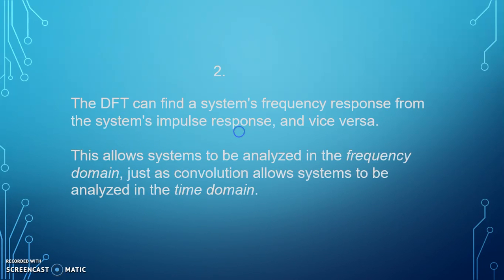Second, DFT can find a system's frequency response from the system's impulse response and vice versa. This allows the system to be analyzed in the frequency domain. Yes, the working of a system varies in a particular domain. With DFT, we can find how a system works in the frequency domain, just as convolution allows a system to be analyzed in the time domain.